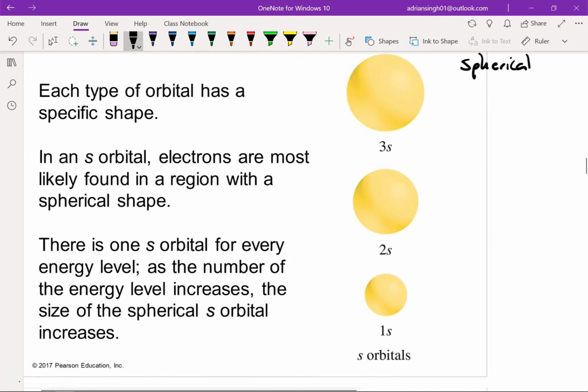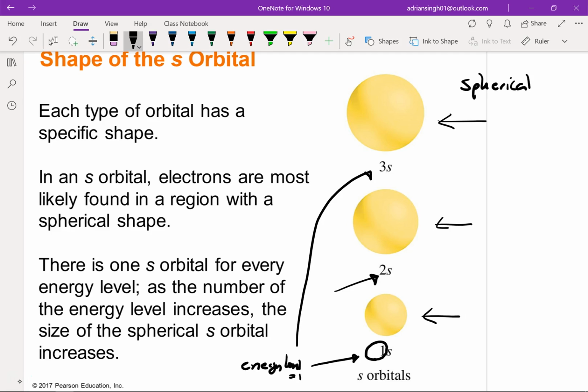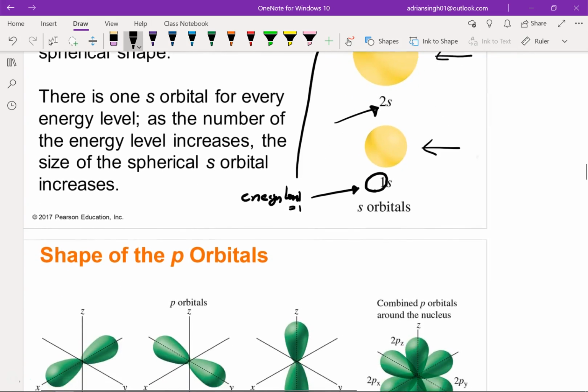All of these here are representations of s orbitals. We have the 1s orbital down here, the 2s, and then the 3s. You'll notice that they're all spherical. They all have that rounded shape. The only difference between them is their size. As the principal energy level, which is the number that we see there, increases from 1 to 2 to 3, the size of the orbital increases as well. But if it's an s orbital, it's going to have that spherical shape.